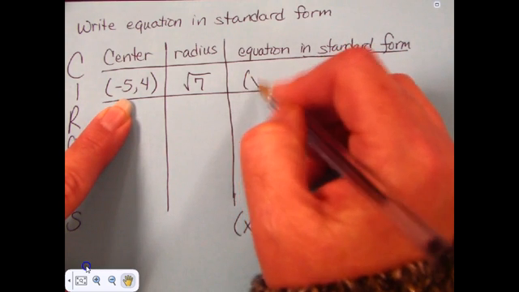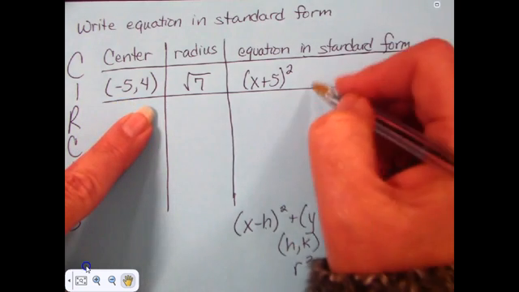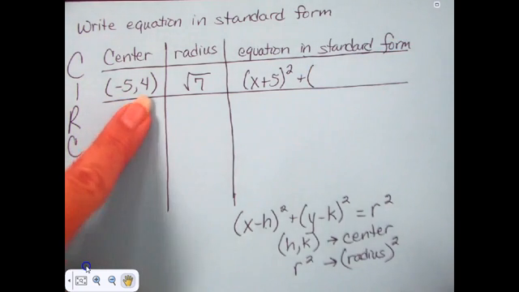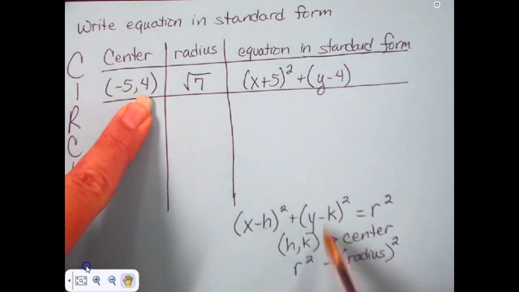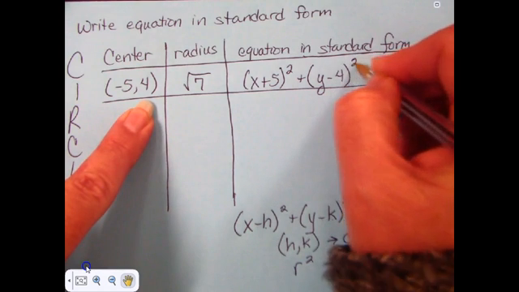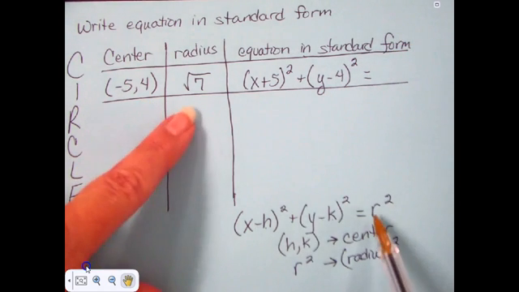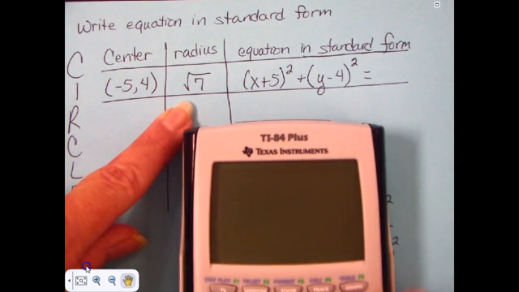And so I'll have (x plus 5) squared and then plus, and for the y, I have (y minus 4) squared. Because of this minus, I want the opposite of what I see here. And this is going to be equal to r squared. In this case, r is the square root of 7.